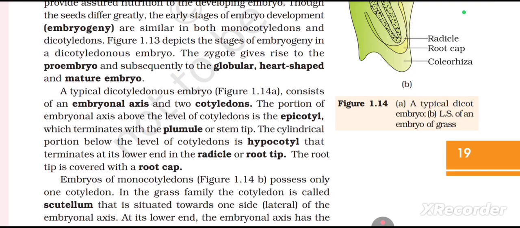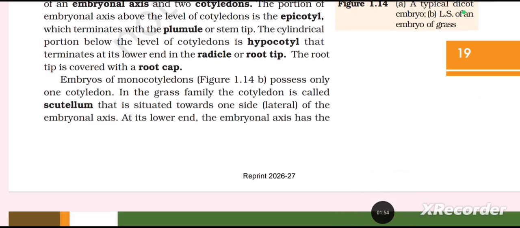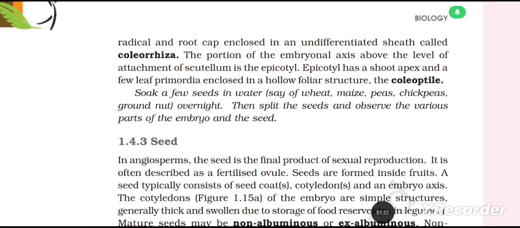Embryos of monocotyledons, figure 1.14b, possess only one cotyledon. In the grass family, the cotyledon is called scutellum, that is situated towards one side, lateral, of the embryonal axis. At its lower end, the embryonal axis has the radicle and root cap enclosed in an undifferentiated sheath called coleorhiza. The portion of the embryonal axis above the level of attachment of scutellum is the epicotyl. Epicotyl has a shoot apex and a few leaf primordia enclosed in a hollow foliar structure, the coleoptile.